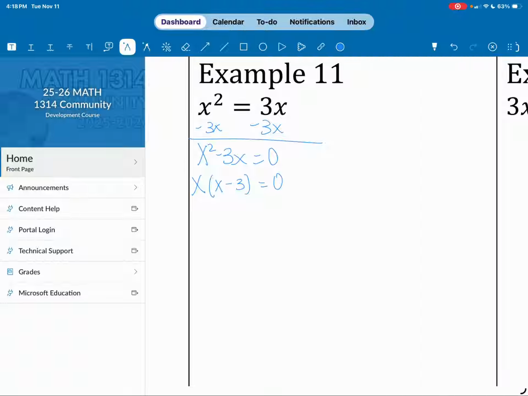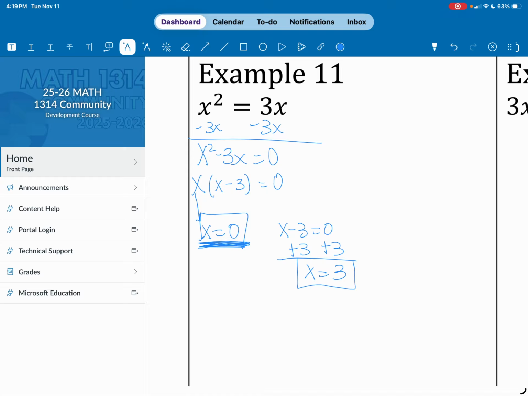So what you'll do is you just pull this one out and you say x equals 0. Set it equal to 0, right? And then we say x minus 3 equals 0. Well, I don't have to do anything to solve this one. X is already by itself. So that's one of my answers. And then I add 3 to both sides, and so now I get x equals 3. And so that's my other answer.